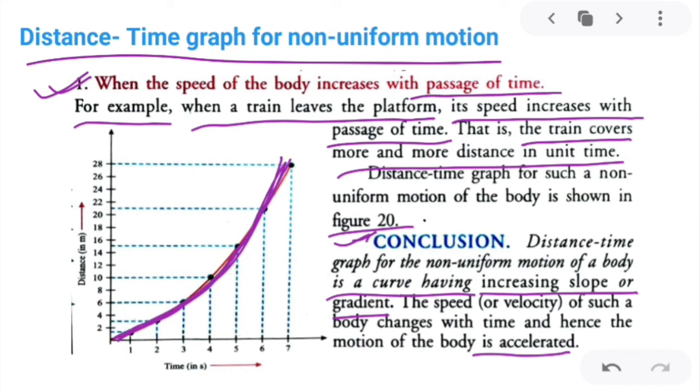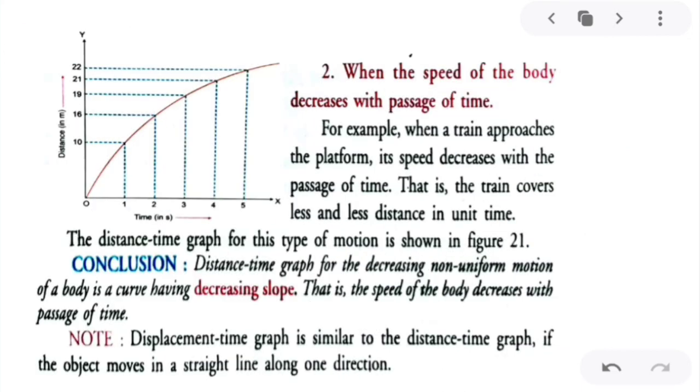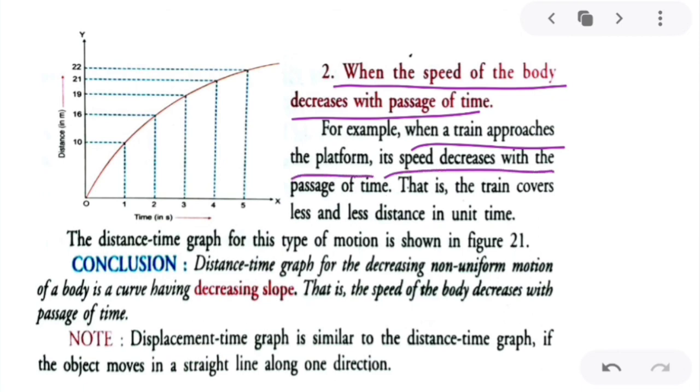So remember this. Another case, let us see, when the speed of the body decreases. Suppose the same example of the train. When a train approaches the platform, its speed decreases with the passage of time. When it is about to reach its destination, it moves slowly. So speed becomes less and less with the increase of time. The graph of the body whose speed is decreasing looks like this type of curve. When speed increases, the curve goes upward this way, and when it decreases, it goes downward.